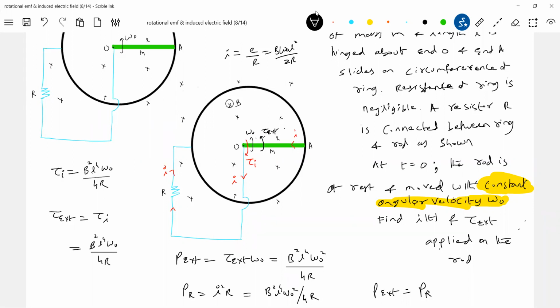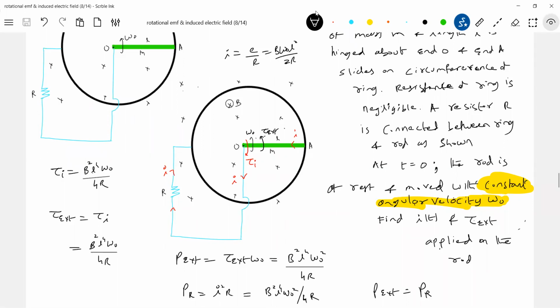Now, a question: a bulb is connected in place of R. Initially the torque acting is equal to the induced torque, so the bulb will have constant brightness. If I double the torque acting on the rod, what happens to the brightness of the bulb? It will increase by 2 times, no? If I double the torque, the power will double. Look at this equation, P external equals 2 times tau omega. So the brightness of the bulb will increase by 2 times.